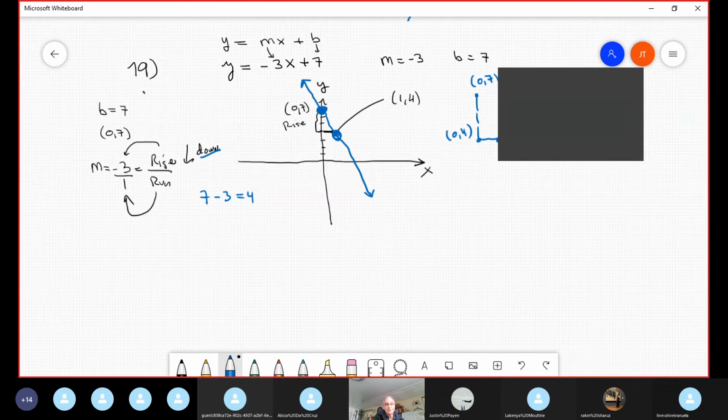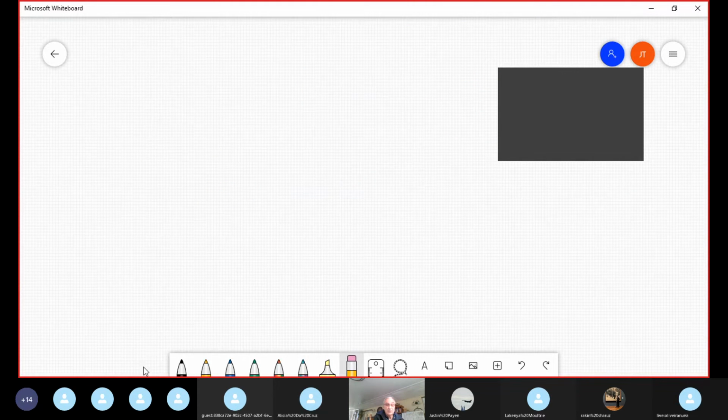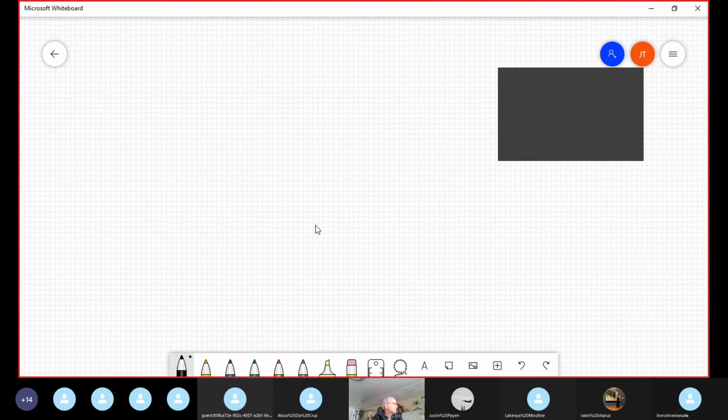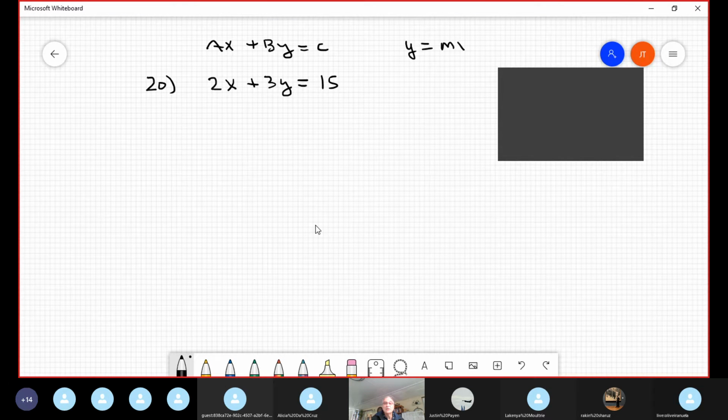Okay, let me try now the complicated case. The previous one is straightforward. The complicated case is when you don't have the equation ready and you need to manipulate it a little bit. For example, 20. In 20, you have 2x plus 3y equals 15. Unfortunately, our equation is expressed in standard form, not in slope-intercept form.